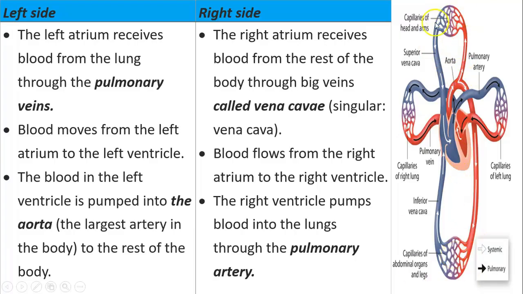lower body. Then the blood will return back to the right atrium, or the right side of the heart, and then it will flow into the right ventricle and will flow to the pulmonary artery to go back to the lungs and pick up oxygen. So this is the whole circulation again.